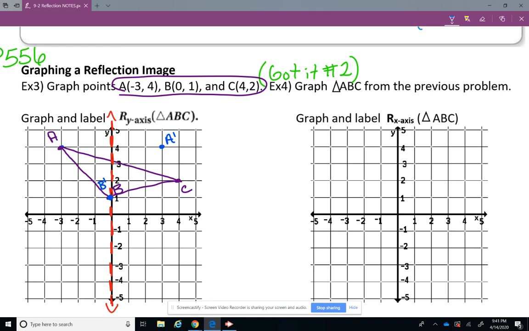All right, now I'm going to reflect point C. All right, C is 1, 2, 3, 4 away. So I'm going to go 1, 2, 3, 4 away. All right, so right there. I'm going to erase those markings because we don't want it to look confusing. Okay, I just reflected that, and that's C prime. Now, connect them. A to B, B to C, and C to A.